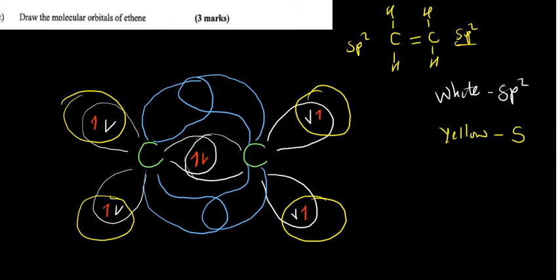Each p orbital from these contains one electron. So this p orbital from one carbon contains one electron, and this p orbital contains one electron. That overlapping is what forms a pi bond, which caters for this double bond here. And this head-on overlap is what forms the sigma bond present there. So that is going to be it.